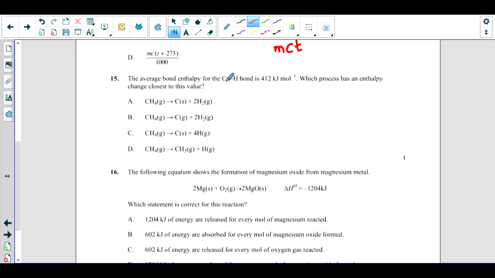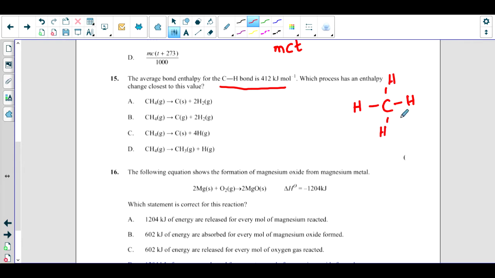The average bond enthalpy of the C-H bond is 412 kilojoules per mole. Which process has the enthalpy change closest to this value? Okay, this is a good question. For this, let us check the structure of CH4. CH4 is one carbon connected with four hydrogens.